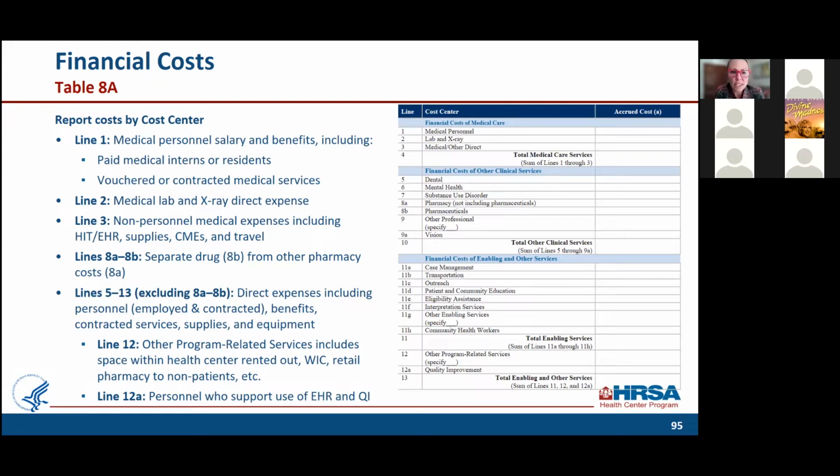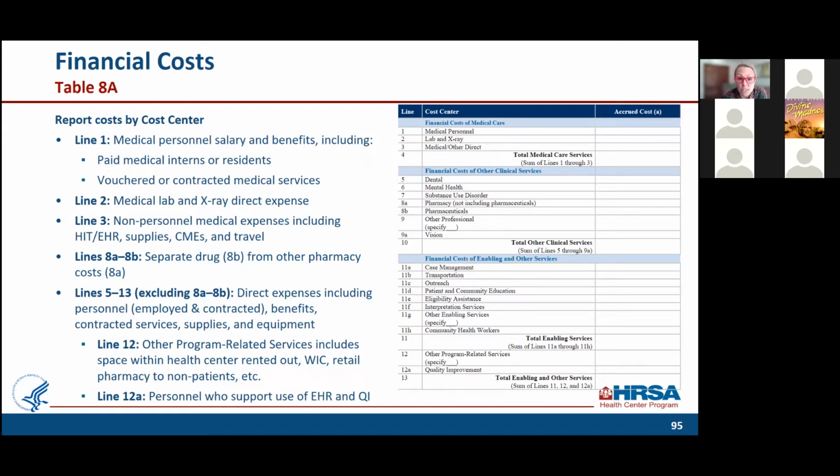So let's take a closer look at the cost centers, which are the lines of table 8A, and what goes into each. Medical is one of the only cost centers where you're asked to subdivide costs. You will separately report personnel, lab, x-ray, and other direct costs. Be sure that the costs related to FTEs on lines 1 through 12 of table 5 are reported on line 1 here. Vouchered or contracted medical services are also reported on line 1 of this table.